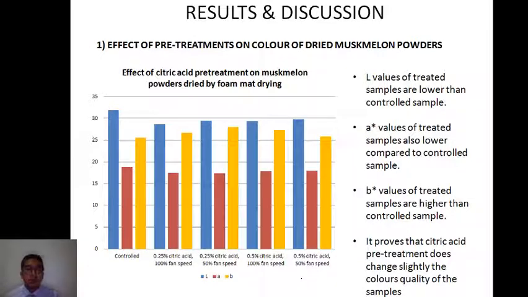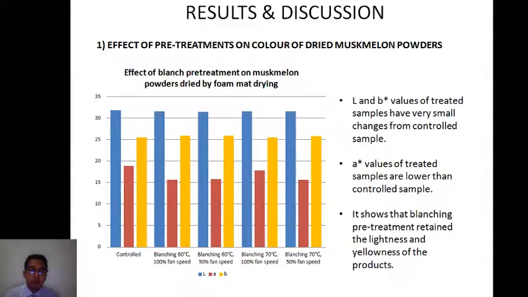Okay, this is the result and discussion. The graph shows the effect of pretreatment on color of dried muskmelon. Effect of citric acid pretreatment on muskmelon powder dried by foam drying. As we can see, the graph shows the L values, the blue graph. The L values of treated samples are lower than controlled samples. A values of treated samples are lower compared to controlled sample. B values of treated samples are higher than controlled sample. It proves that citric acid pretreatment does change slightly the color quality of the samples.